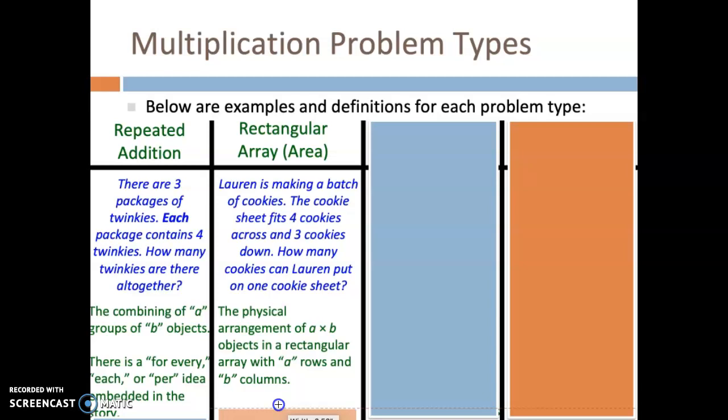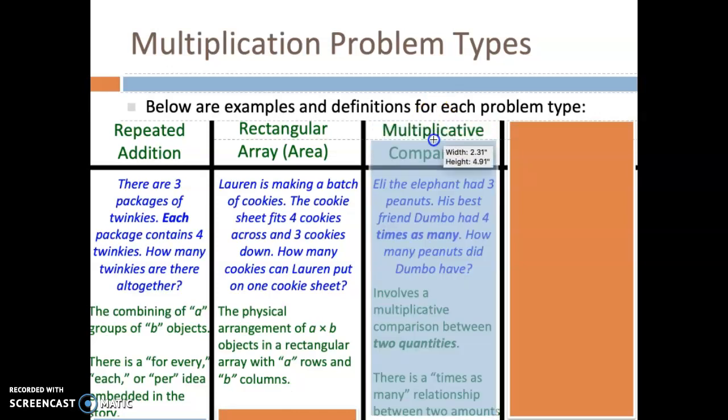So on your piece of paper, you can hit pause, write down, illustrate that cookie sheet. 4 cookies across, 3 cookies down. How many cookies can Lauren put on one cookie sheet? Kind of reminds us of the story that we read in class, When the Doorbell Rang. Right? So again, as you're thinking about these, you might make some connections to children's literature. And if you haven't already done that for one of your projects, there are 2 more projects.